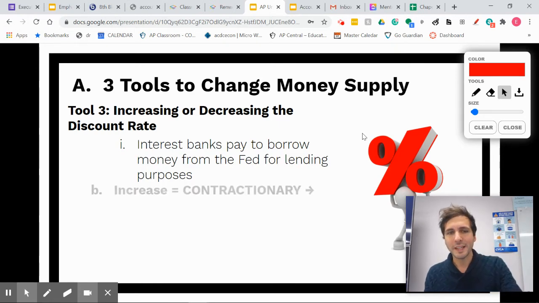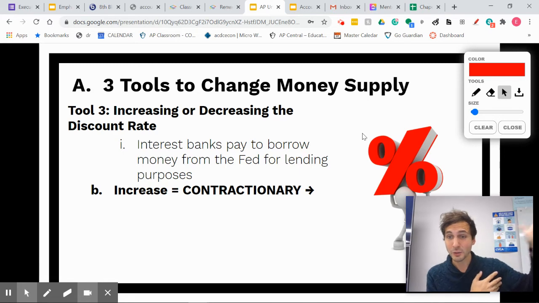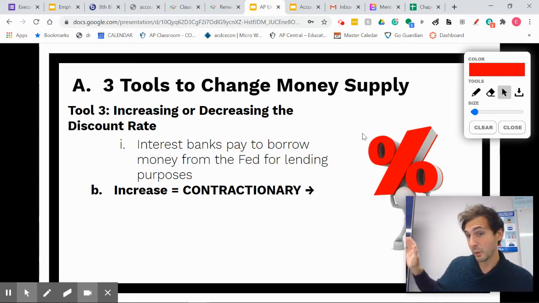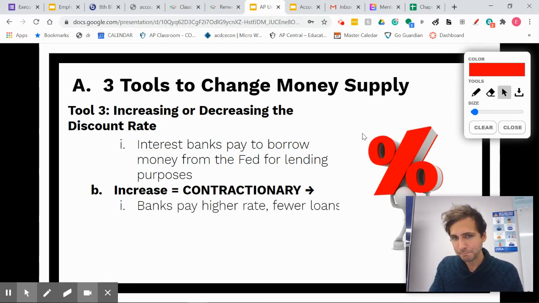If the Federal Reserve decides to increase that discount rate, then that transaction we just talked about is less profitable. When I borrow from the Fed, I have to pay them a higher interest rate. So then when I lend it to people, I have to charge them an even higher interest rate, or I charge them the same interest rate. Either way, it's more difficult. My profitability falls. And so banks are less likely to borrow from the Fed.